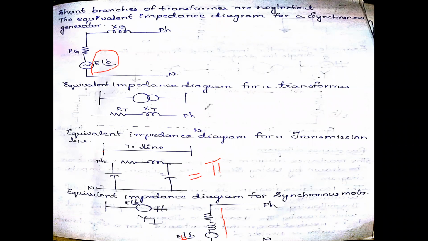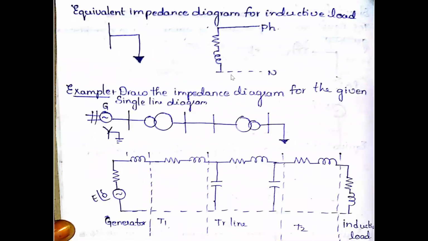These are most of the elements which you are going to get in your single line diagram, which you are going to convert into an impedance diagram. While you are converting into an impedance diagram, you have to remember all these diagrams.